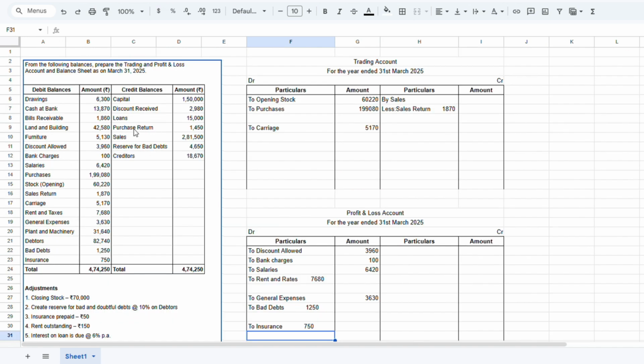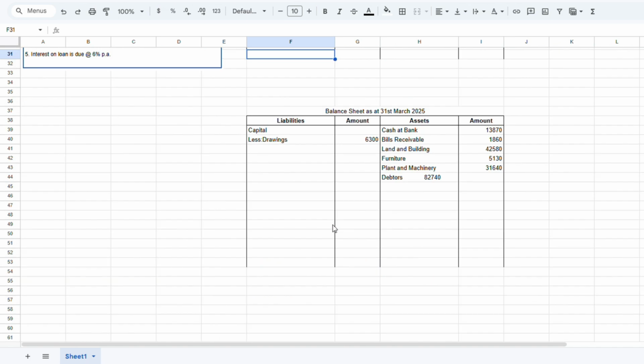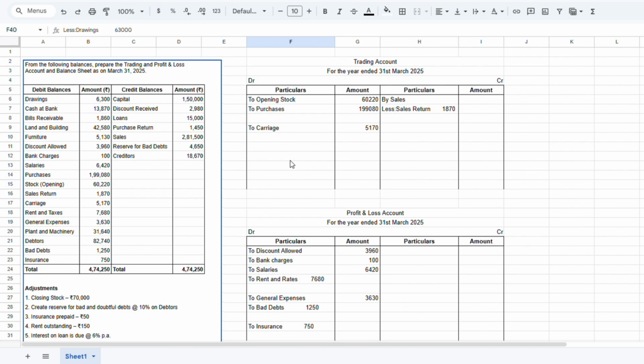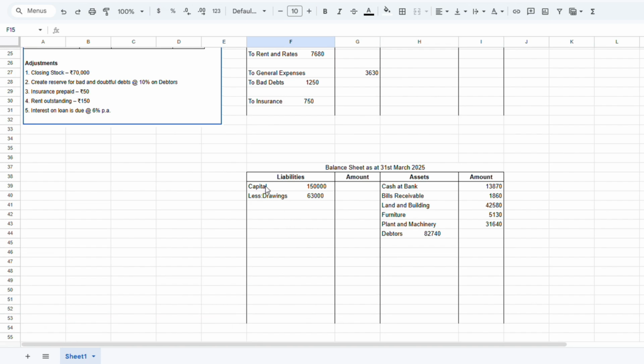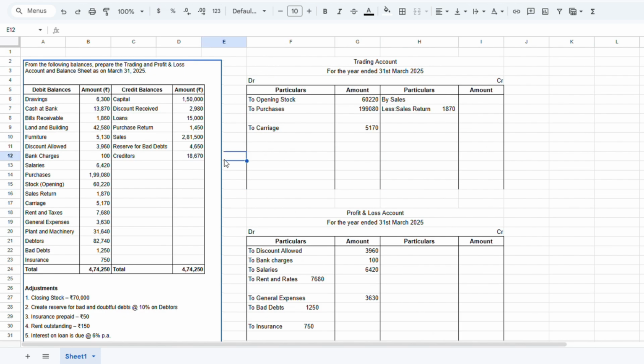Next we have credit balances, that is capital. Capital is a liability. So balance sheet on the credit side, 1,50,000 capital. We will take it in the inner column, 1,50,000. This 6,300, drawings, also we will take in the inner column. We have recorded it before only. Now I have taken capital 1,50,000.